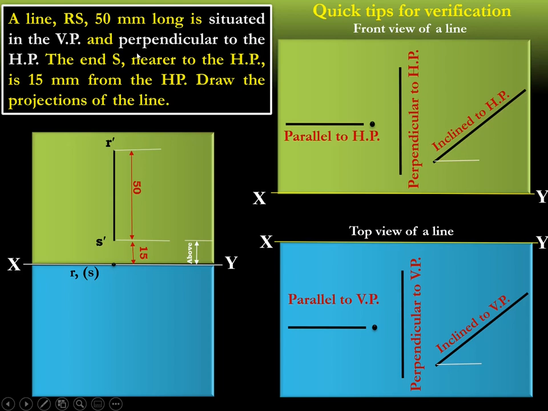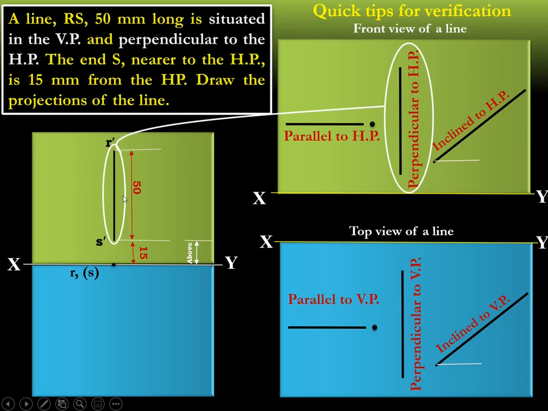It is given that the line capital RS is perpendicular to the horizontal plane. Therefore, the corresponding projection is obtained above the XY line and it is also perpendicular to the XY line. When a line is situated in the vertical plane or when it is contained by the vertical plane, it will automatically become parallel to the vertical plane.